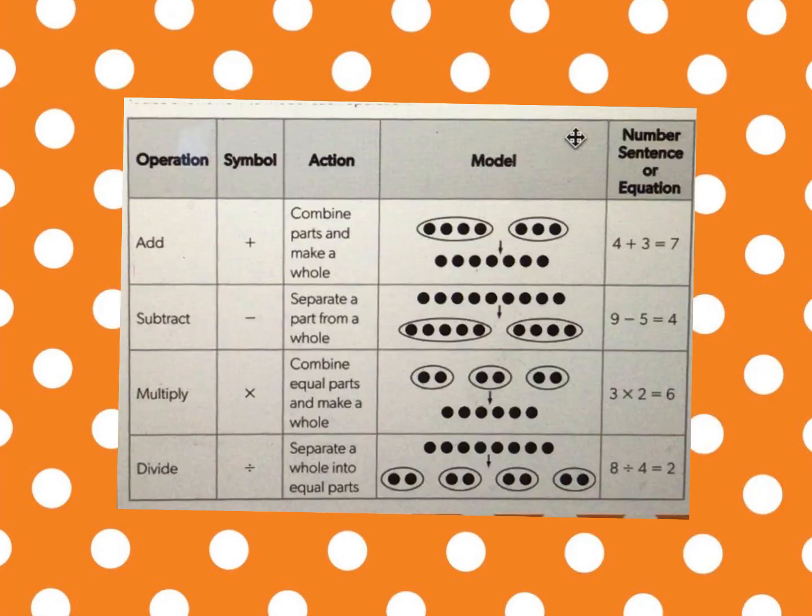Let's keep going. So here are the operations that we've been practicing last week, okay? If we're going to combine parts, we can either add or multiply. The key word is equal parts for multiplying, okay? And then if we're separating a part from a whole, we're either subtracting or dividing. The key word for dividing also is equal parts.